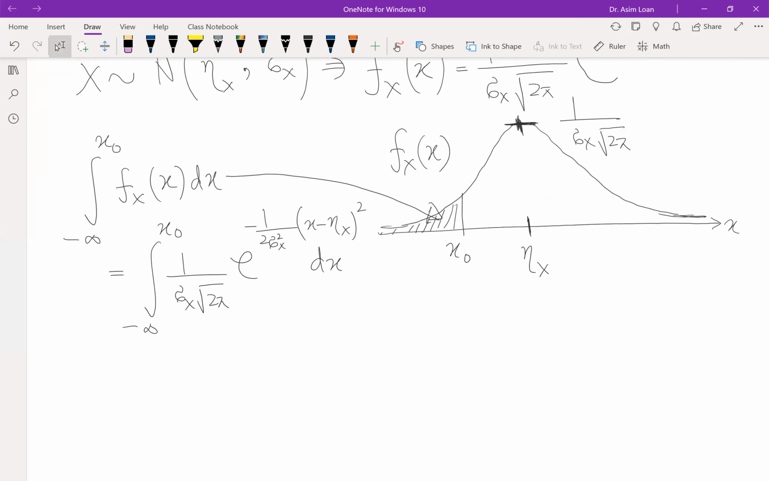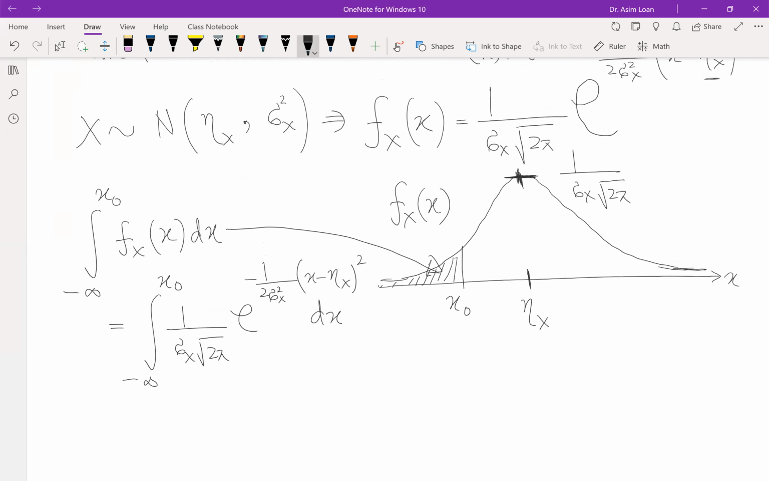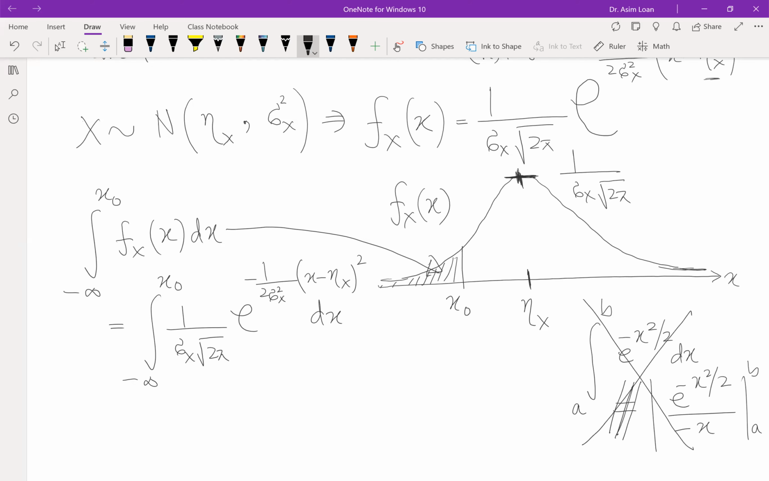This is a big no-no. If I ask you to calculate the integral from a to b of e to the minus x squared over 2 dx, kindly don't say that this is equal to e to the minus x squared over 2 over minus x, from a to b. This is not equal to this one.